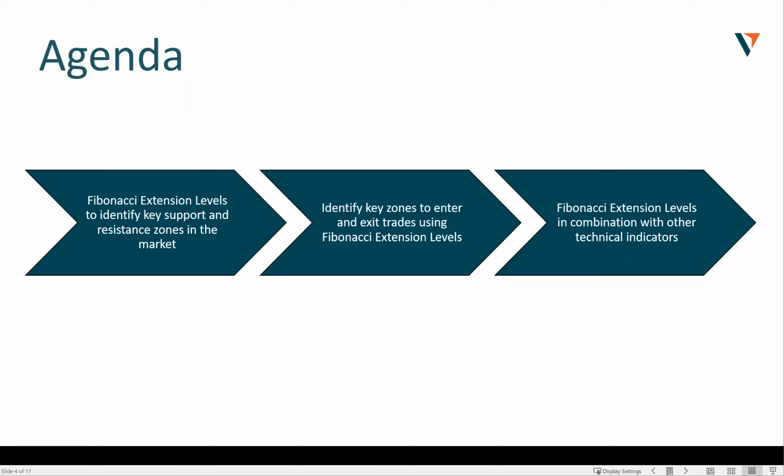Down the road, we will also learn how we can combine Fibonacci extension and retracement, as well as market structures. We will also take a look at how we can identify support and resistance zones, and how we can use them to exit and enter trades, along with the Fibonacci extension levels. Finally, we will take a look at Fibonacci extension levels in combination with other technical indicators, such as moving averages and stochastics. This would be the end of this session.